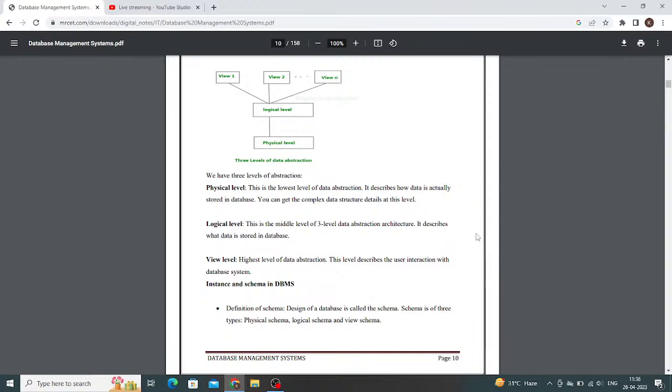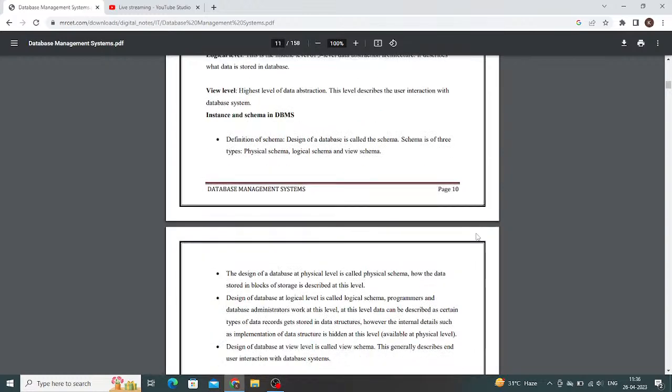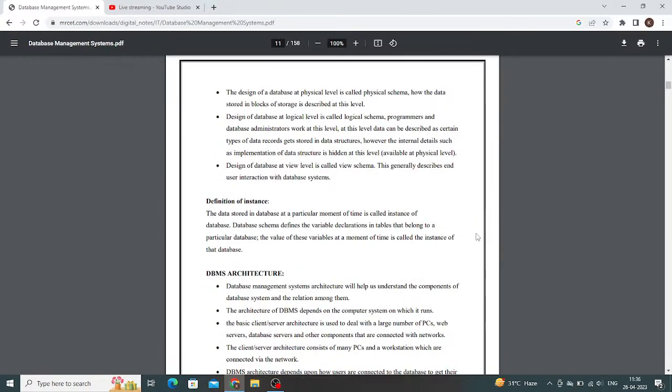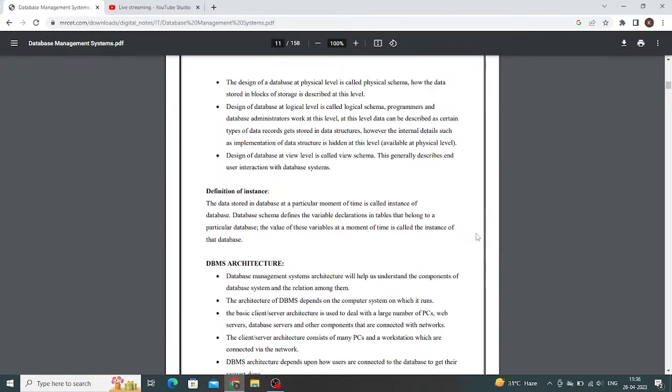Instance and schema in database. Definition of a schema: the design of a database is called a schema. Schema is of three types: physical, logical, and view schema. Firstly, the design of the database at the physical level is called the physical schema. How the data is stored in blocks of storage is described at this level.